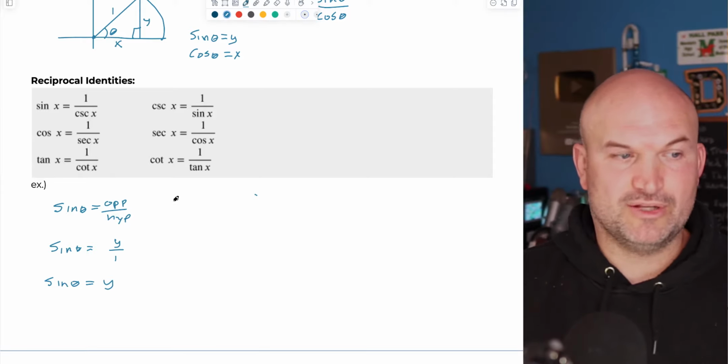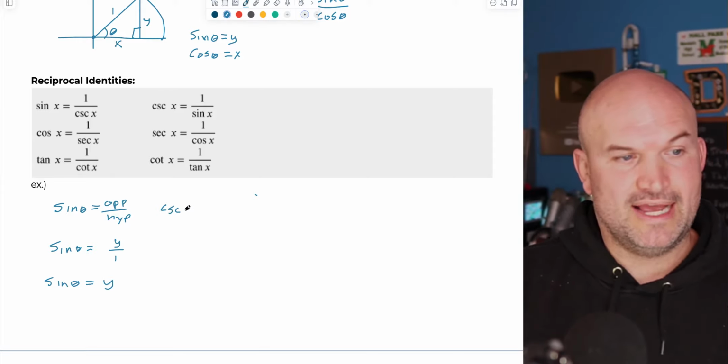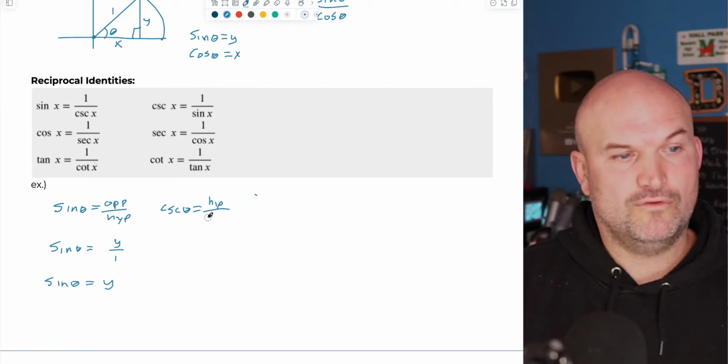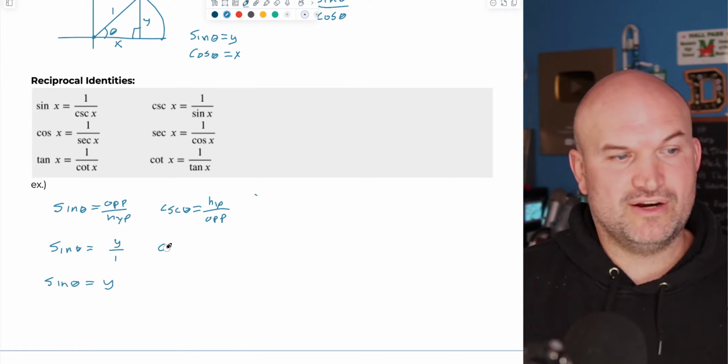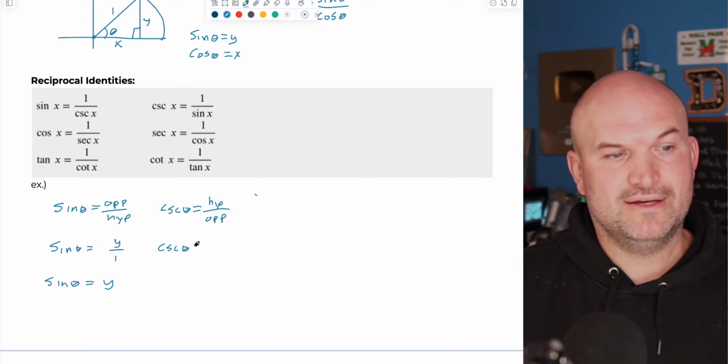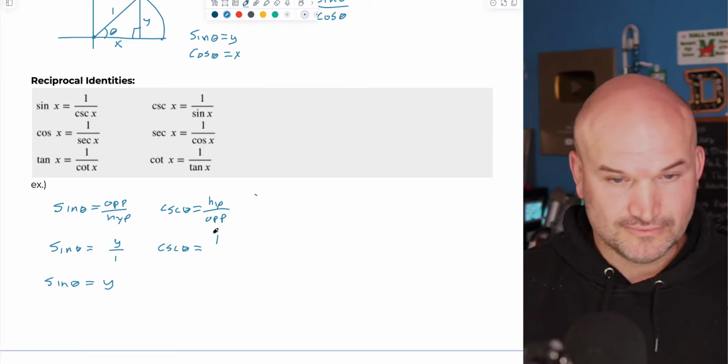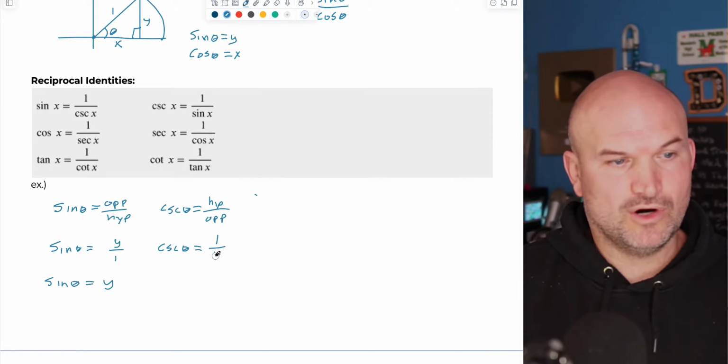Now, similarly, if we think about the cosecant of theta, it was going to be the hypotenuse over opposite, right? Those are reciprocals of each other. And so when you think about this in terms of y, this is going to be 1 over y.